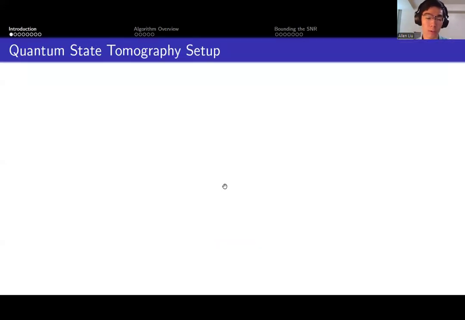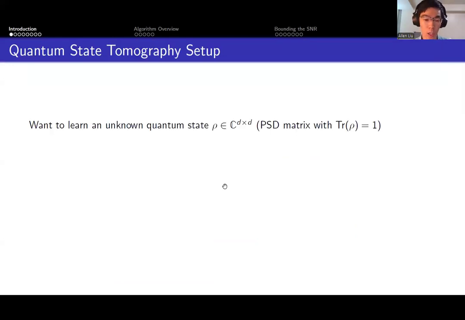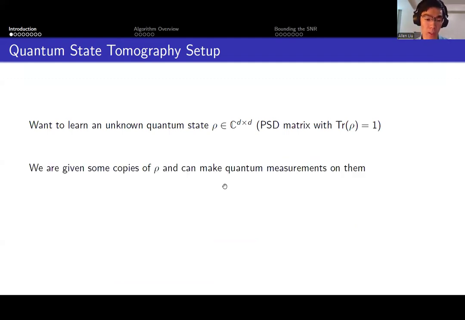Quantum state tomography is probably the most basic quantum learning task. There is some unknown quantum state rho, which is a d by d PSD matrix with trace 1. We're given some copies of rho and we can make some quantum measurements on them. At the end of the day, our goal is to learn a description of a quantum state rho hat that is close to rho.